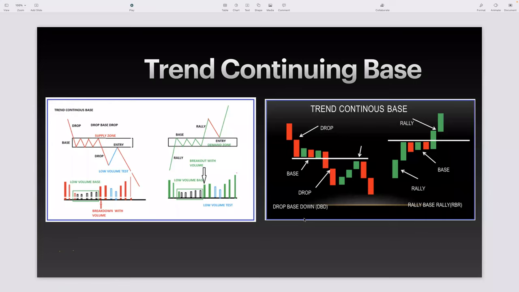It's not the people. So when it is basing, it has to have low volume. We have got to see it have low volume. Now, remember what we said.